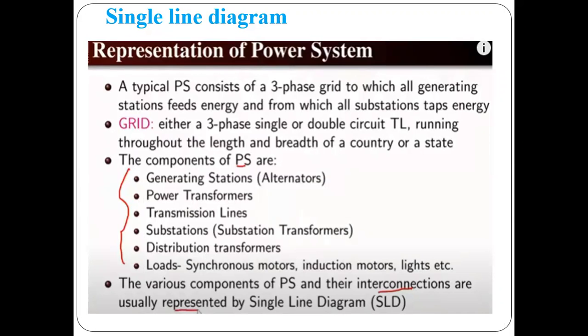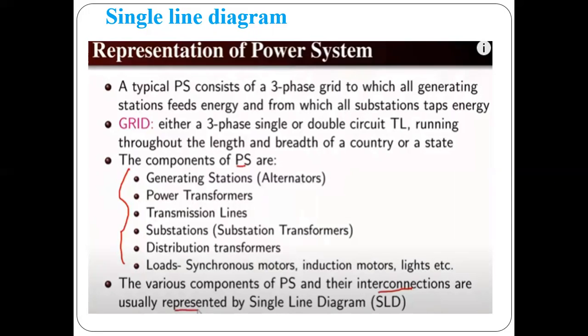So in that we have studied the representation of the power system. A typical power system consists of a three-phase grid to which all generating stations feed energy and from which all substations take energy. That is the representation of the power system. Grid: either a three-phase single or double circuit transmission line running throughout the length and breadth of a country or a state. That is called the grid.